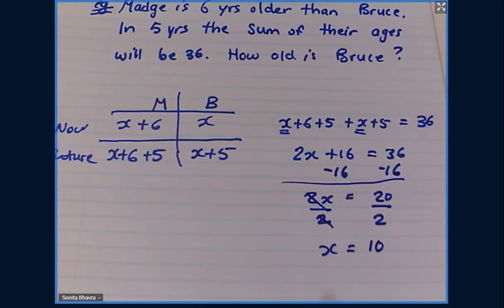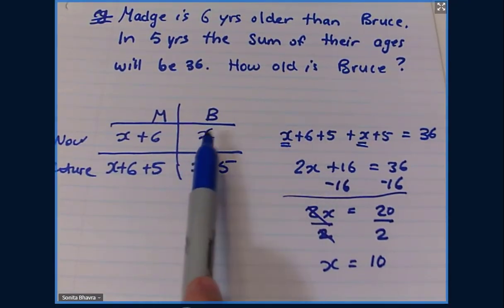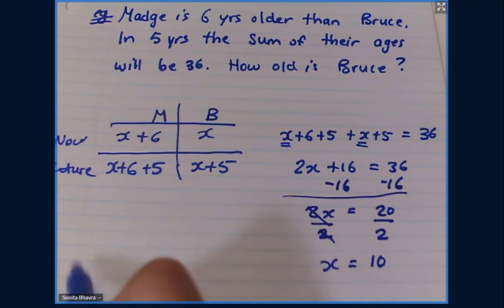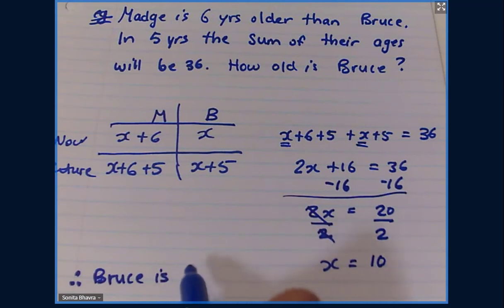And the question is just how old is Bruce? So Bruce is x, which is 10. So therefore, Bruce is 10.